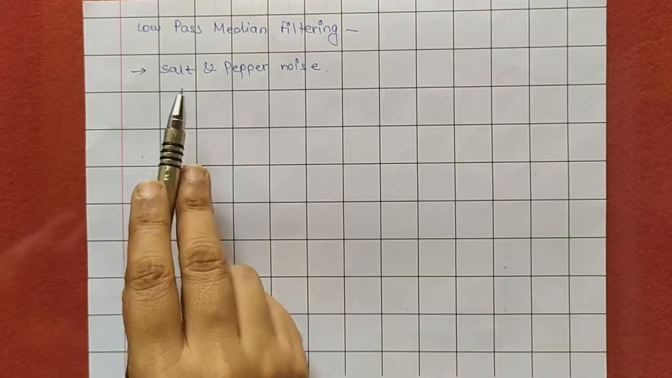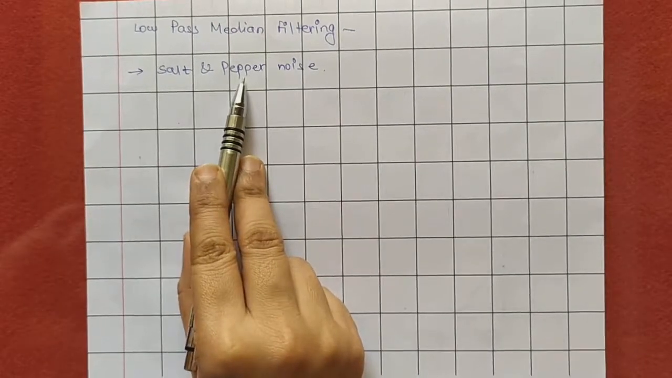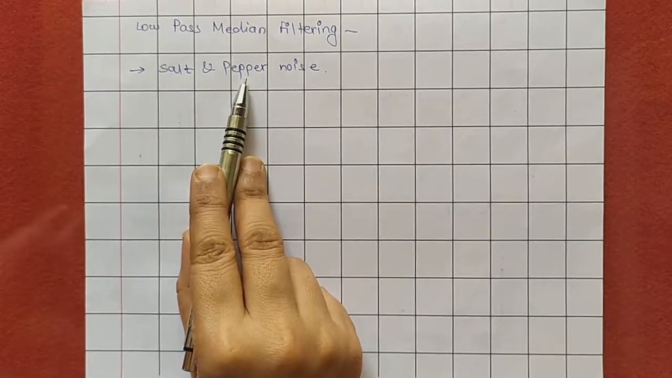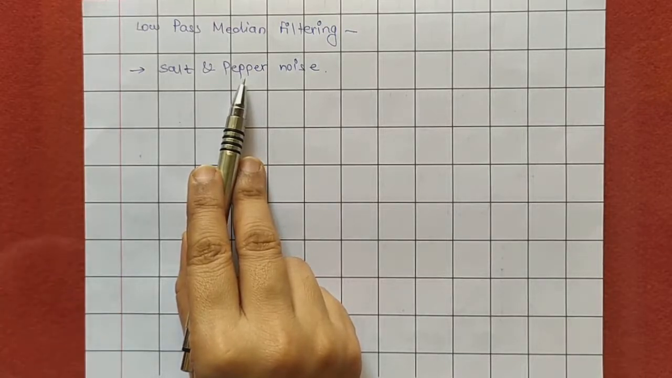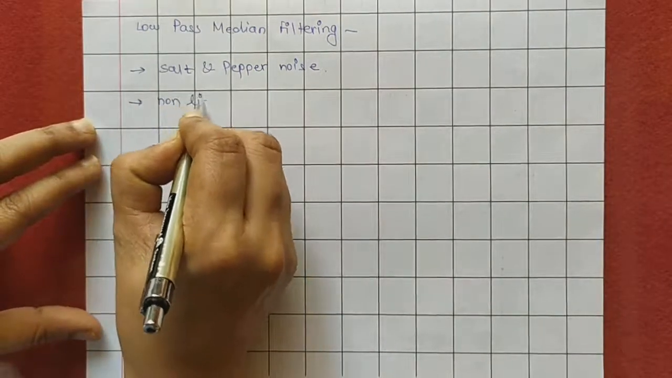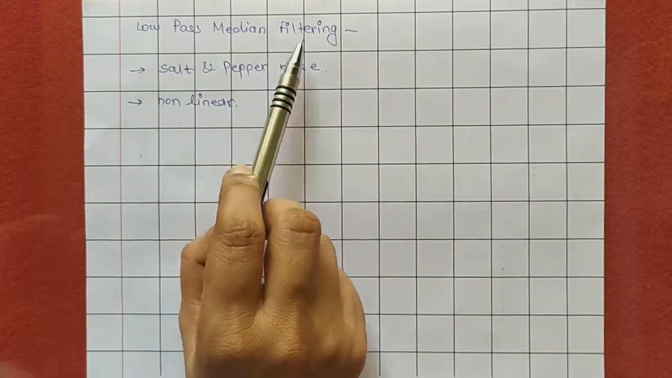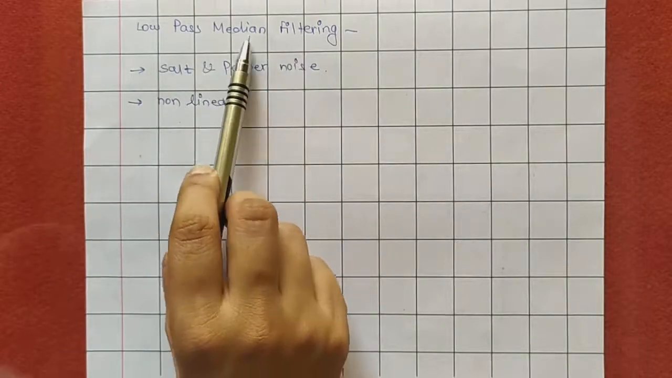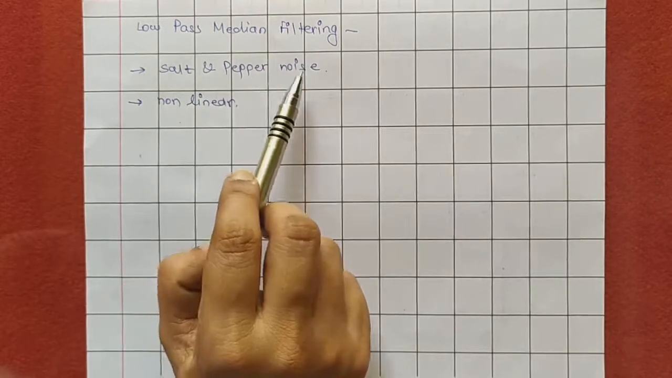And that's why whenever salt and pepper noise is present in the image, we cannot use the averaging filter. In this case, we have to use the other filter, which is non-linear in nature, and that filter is nothing but the low pass median filter. With the help of this low pass median filter, we can remove the salt and pepper noise.